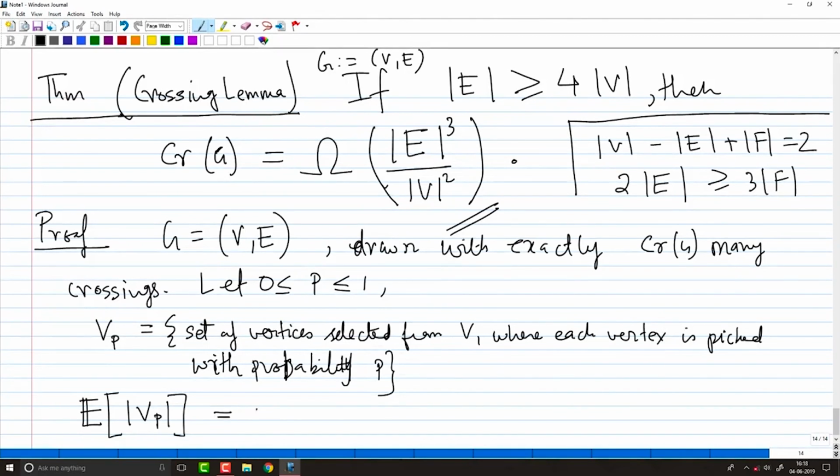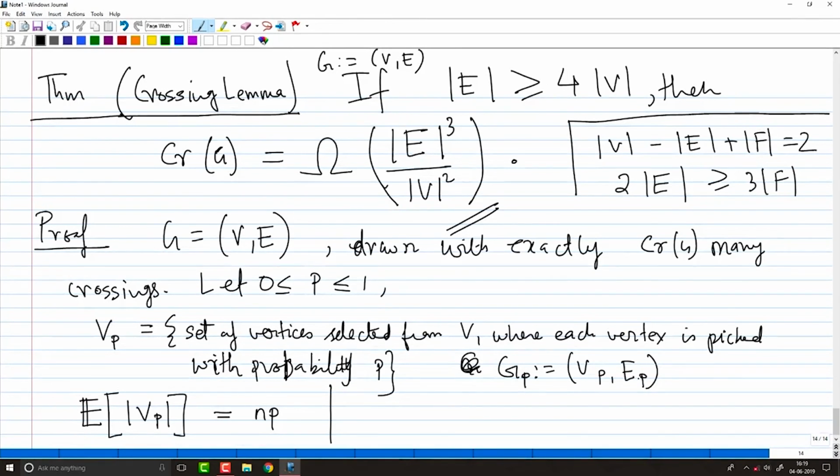This is equal to, because each vertex is selected with probability p. Okay. Good. Now, we will be building a graph GP with vertex set Vp and edge set EP.